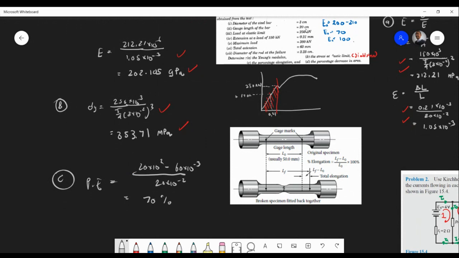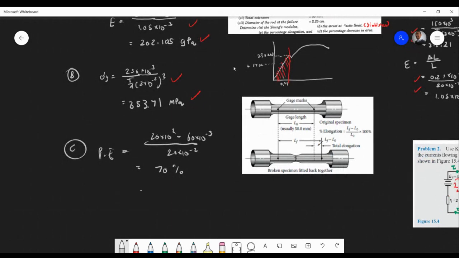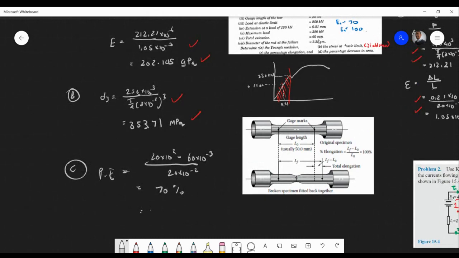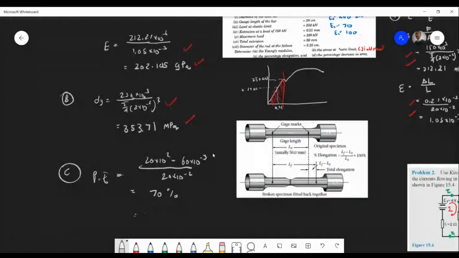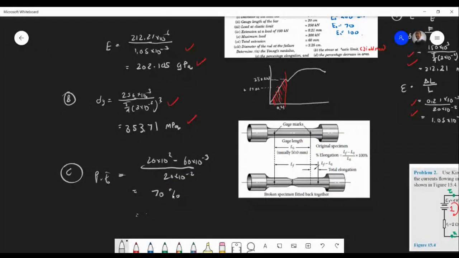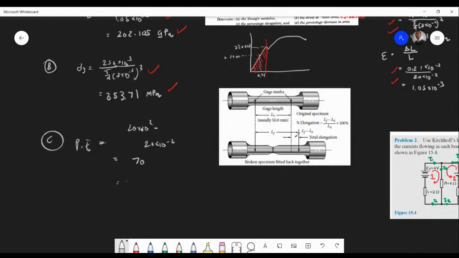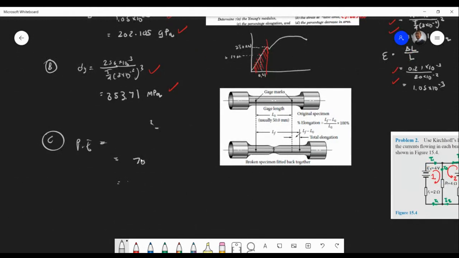Let me put this in context and make sense of this. Oh, the gauge length was initially 200 millimeters, and extended by 60, so it's 260. This looks suspect here. This feels very suspect. Forgive me for this. Let me get this right.